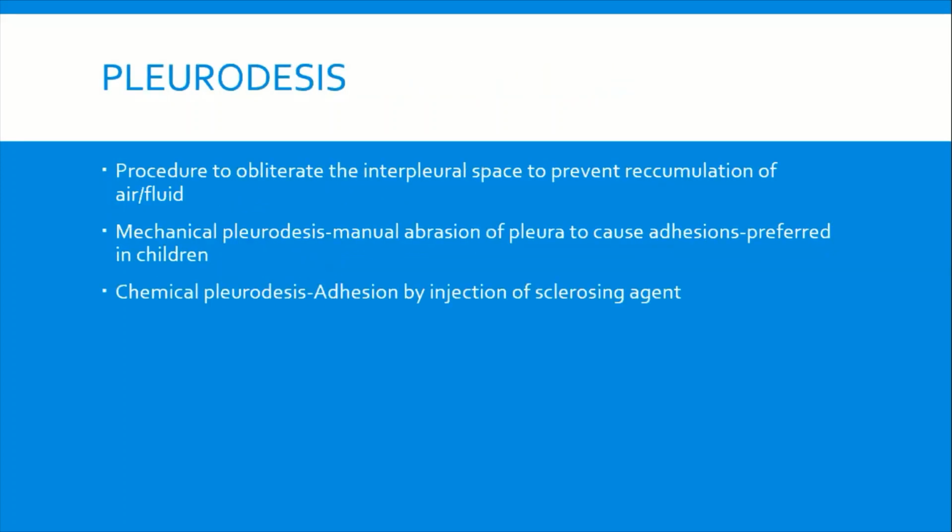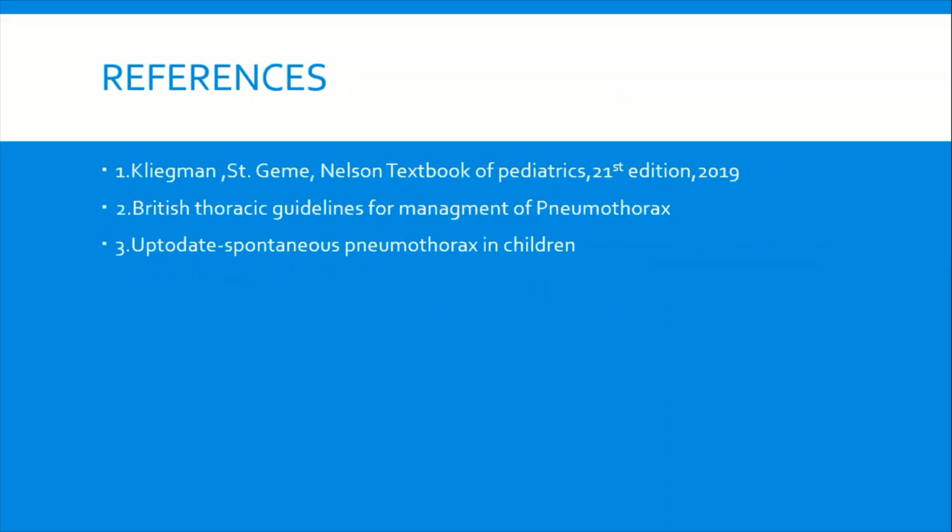Pleurodesis is a procedure to obliterate the interpleural space, because that is where air is going to reaccumulate. If you close that space, there is nowhere for the air to go. It can be done by either mechanical or chemical pleurodesis. Mechanical is preferred in children compared to chemical pleurodesis. So that is it about pneumothorax.